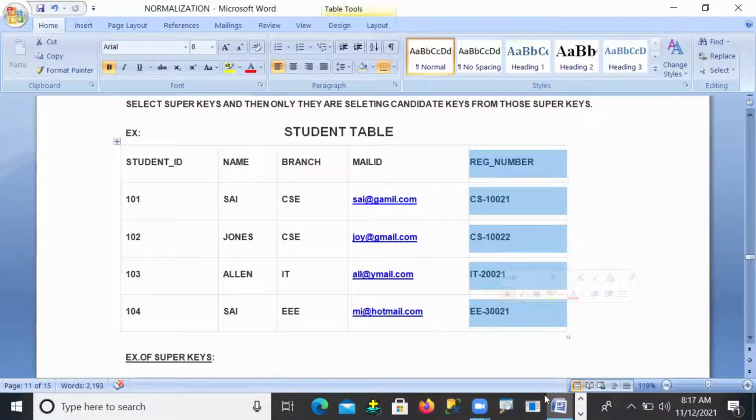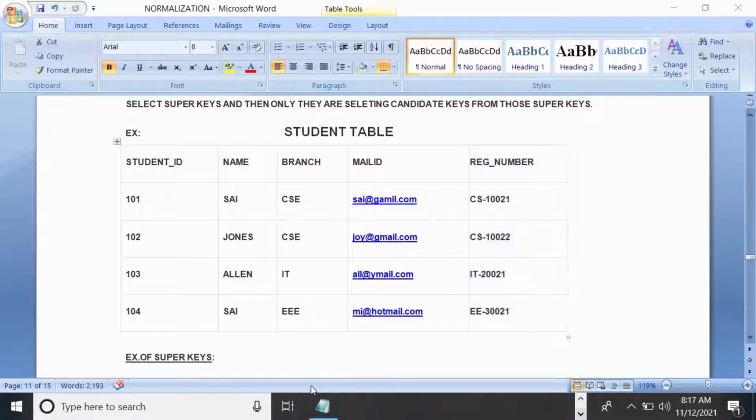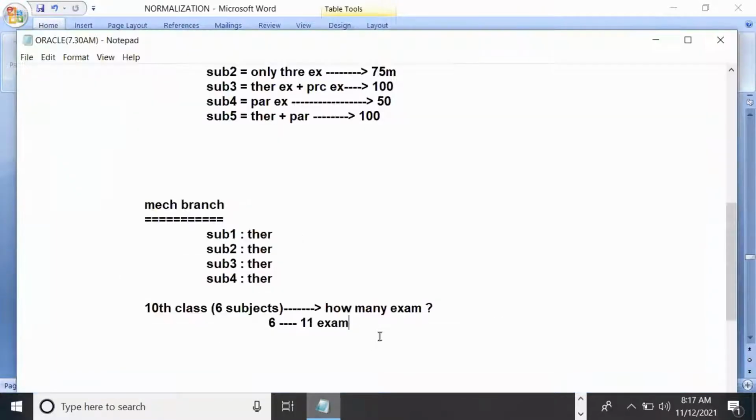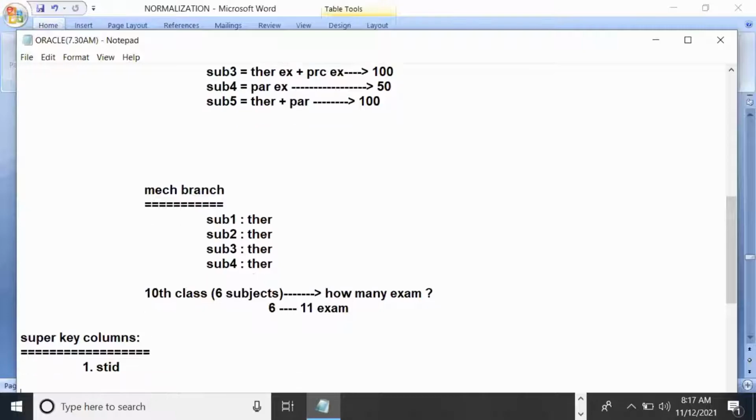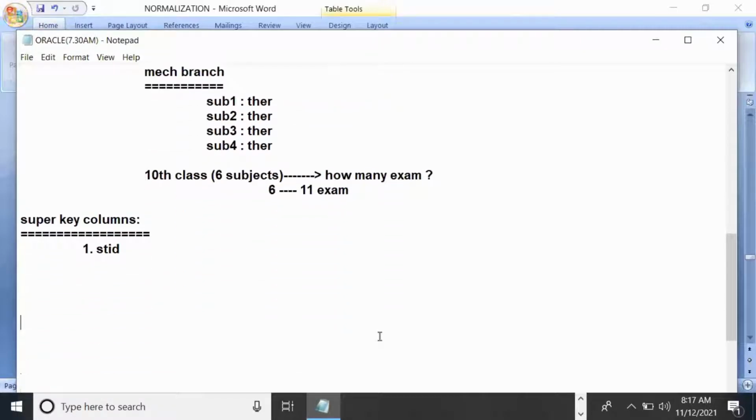Okay, so one more very important point: three super key columns we find in this table. There are three super key columns. So what are those? First one, student ID. Second one, mail ID. And third one, registration number.